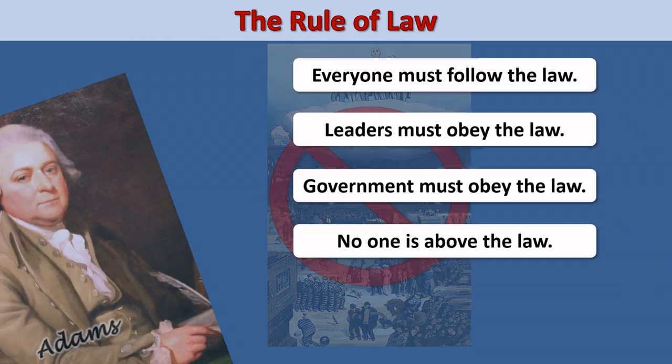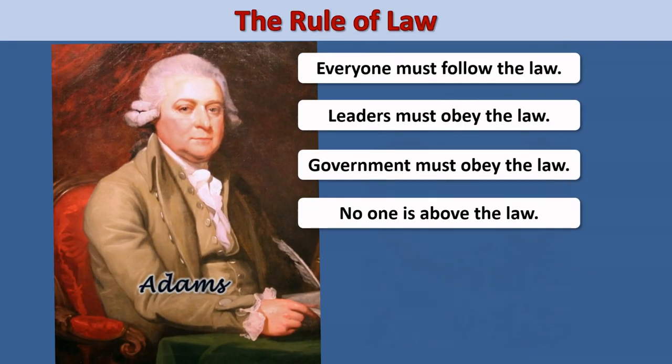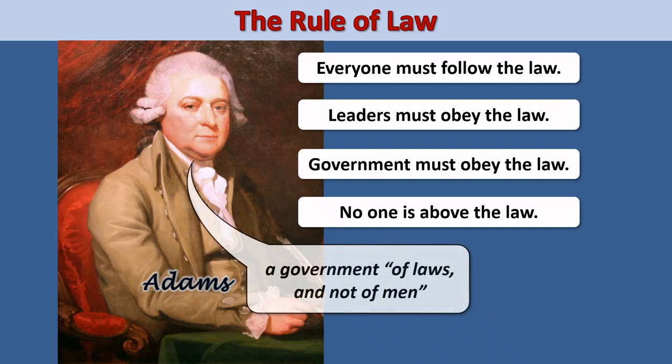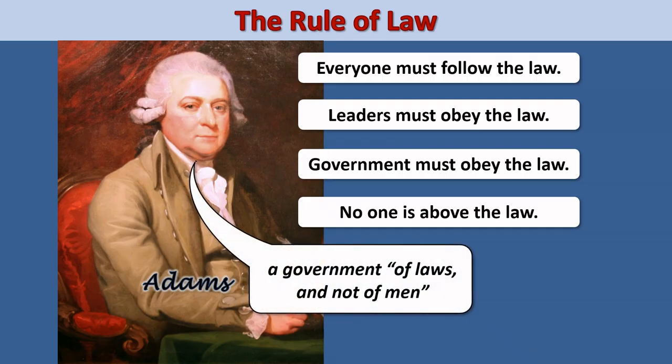John Adams, who was elected the second president of the United States after George Washington retired from politics, summarized his support for the rule of law by saying that the United States needed to have a government of laws and not of men if it was going to succeed as a country. For people to have equal rights and for individual freedoms to be protected, the law must apply equally to everyone.